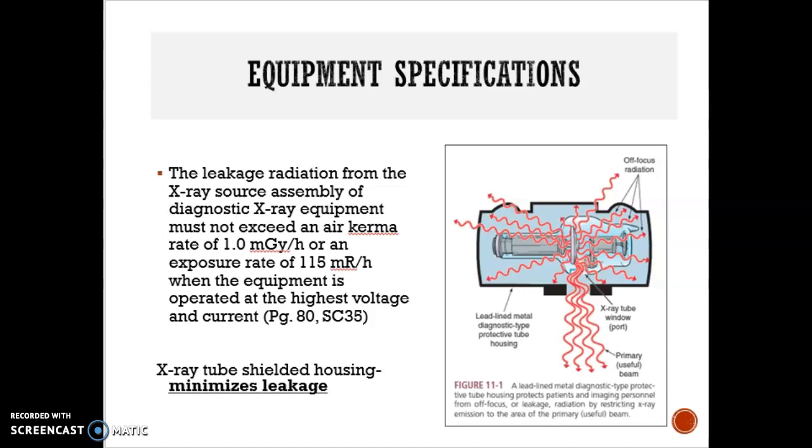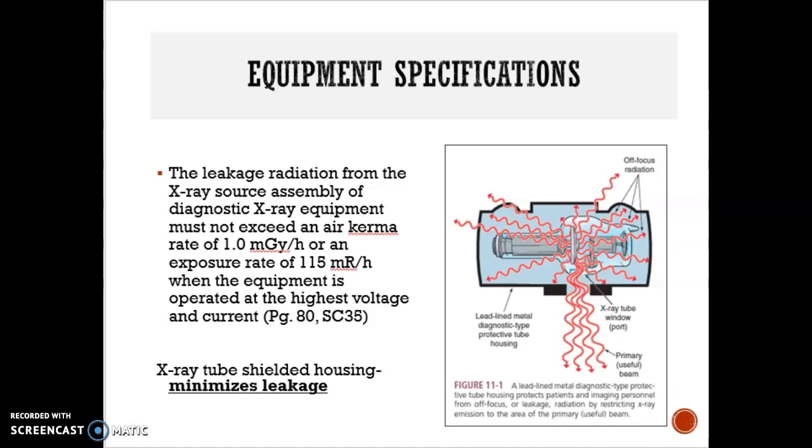So a diagnostic type protective tube housing protects the patient and the imaging personnel from off-focus or leakage radiation by restricting the emission of X-rays to the area of the useful or the primary beam. The integrity of the X-ray tube housing that protects us from this leakage radiation is therefore essential, and it should be checked on a regular basis. Now, the leakage radiation from the X-ray source assembly of diagnostic X-ray equipment must not exceed an air Kerma rate of 1 milligray per hour at 1 meter from the source.